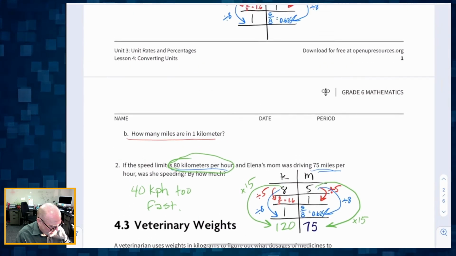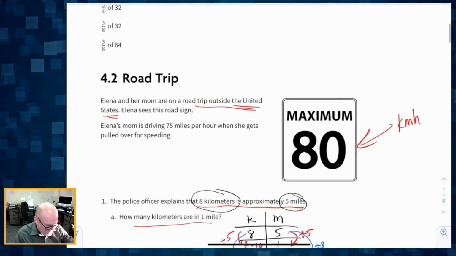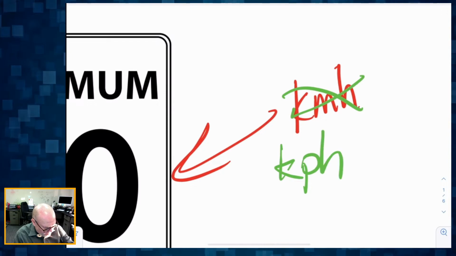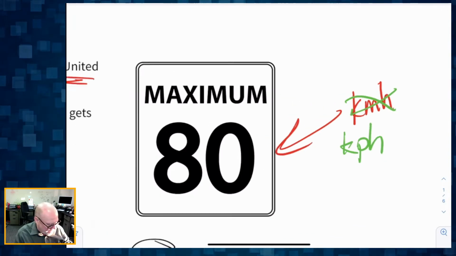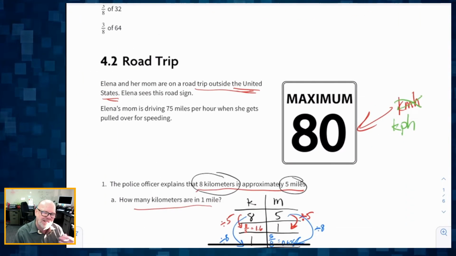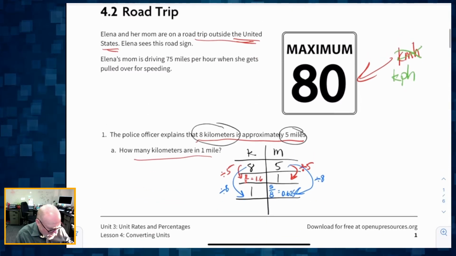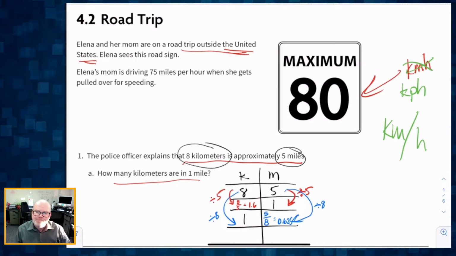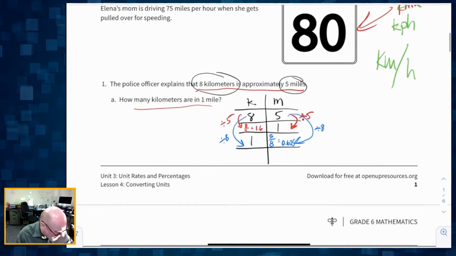Now that I think about it, I think I put KMH up here. It's kilometers per hour, KPH up there, not KMH. I was thinking KM as in kilometers, and then, okay, anyway. I guess I could have done kilometers per hour like that. All right, I'm thinking on the spot here, folks.